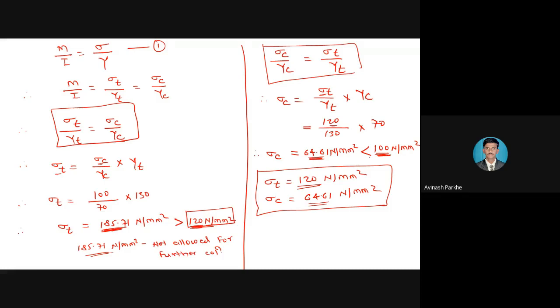So there the tensile stress is given. Why? Because if the tensile stress is not given, it is very difficult to calculate the value of W, and it is very difficult to calculate the value of sigma C.